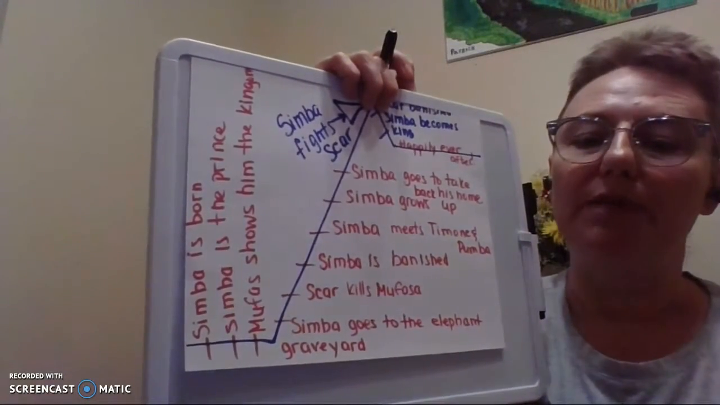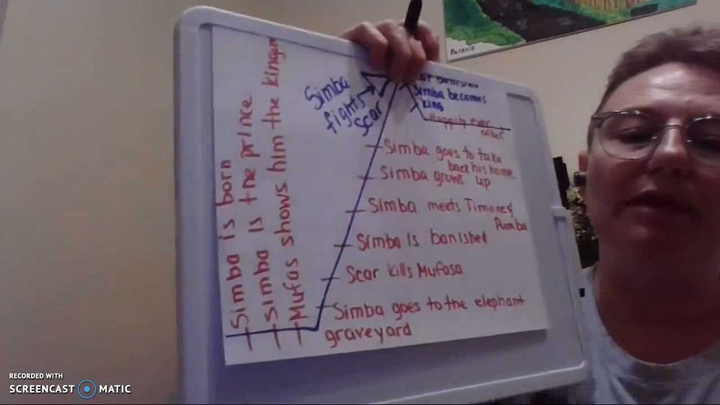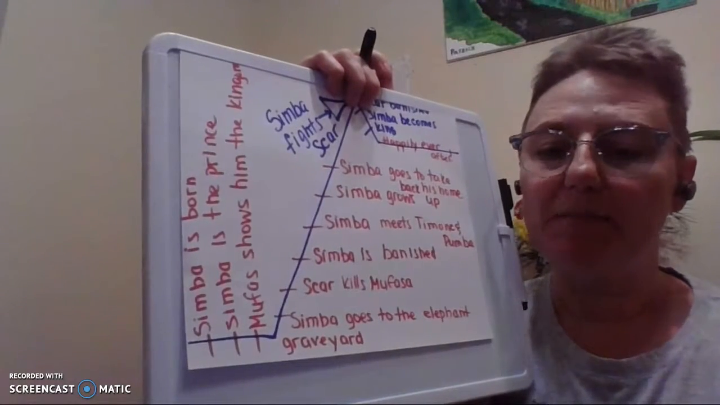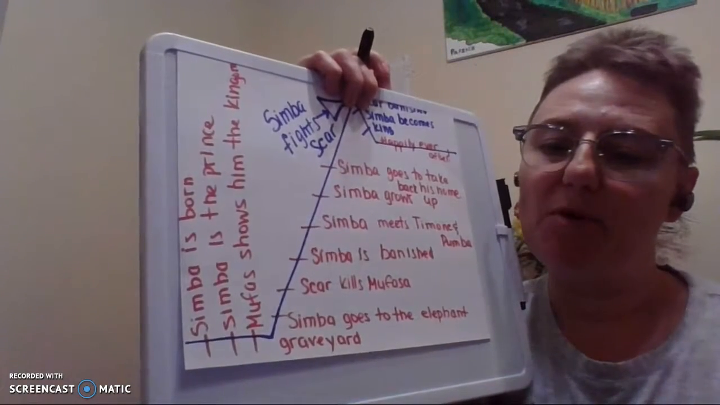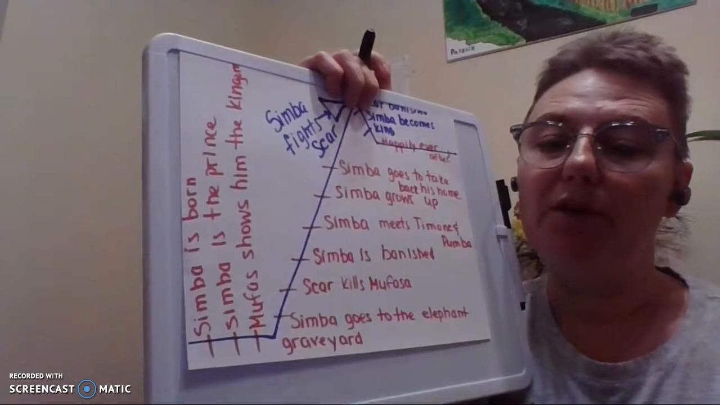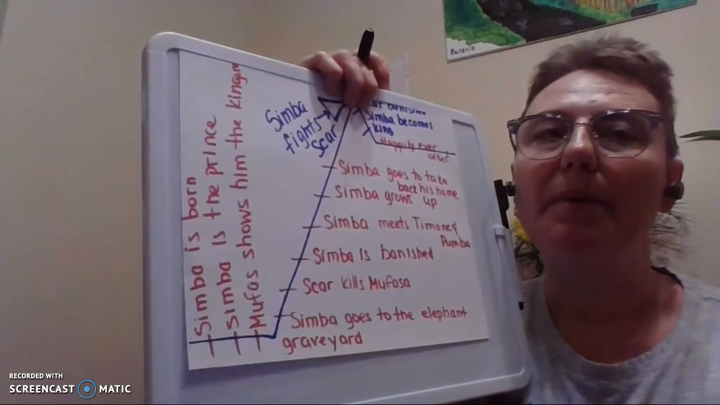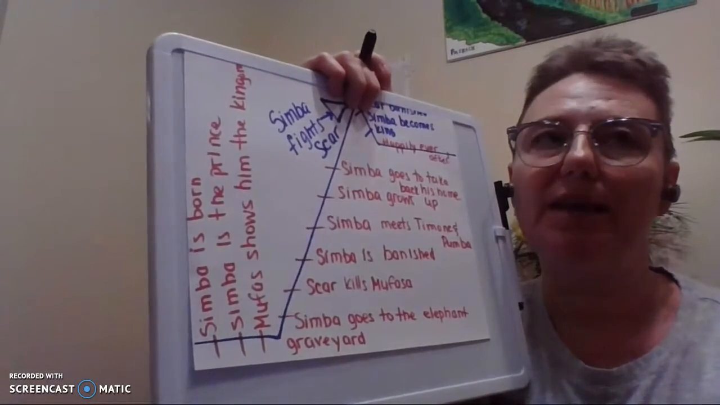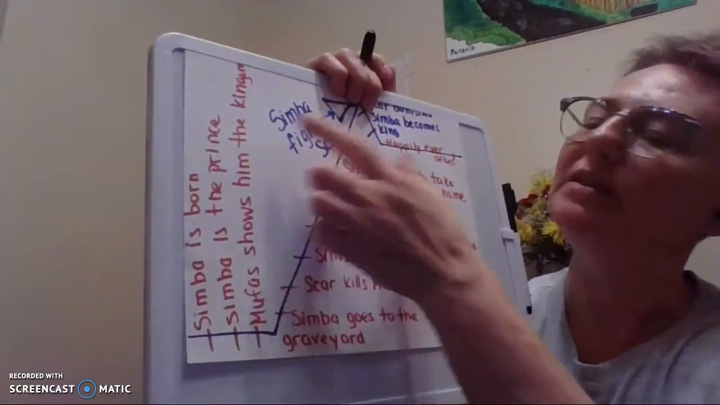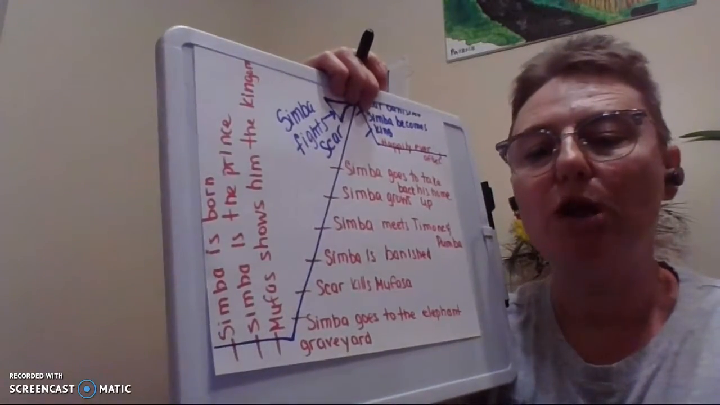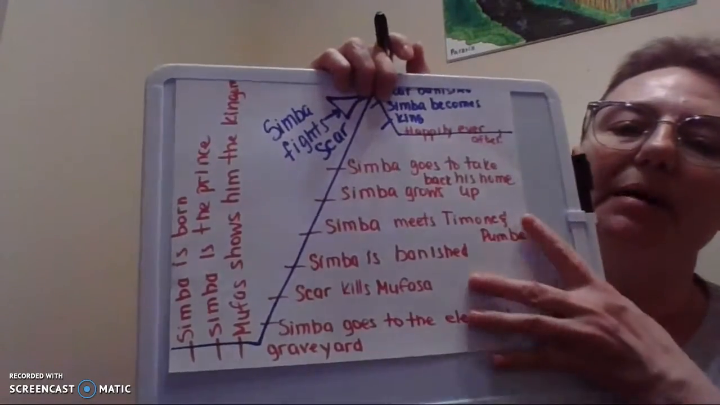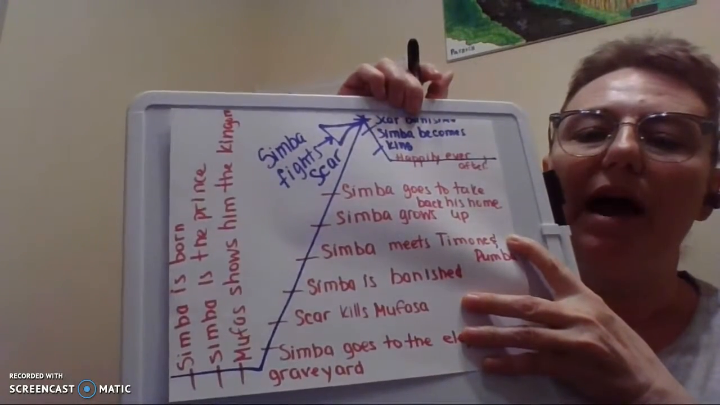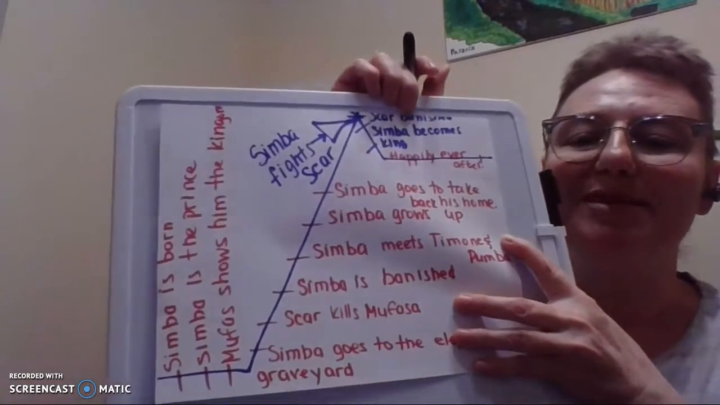The rising action then starts. Simba goes to the elephant graveyard, then Scar kills Mufasa. Simba is banished. Simba meets Timon and Pumbaa. Simba grows up, and then Simba goes back to take his home, his kingdom. The climax is when Simba fights Scar. The falling action, Scar is banished and Simba becomes king. The resolution, they all live happily ever after with Simba being king.